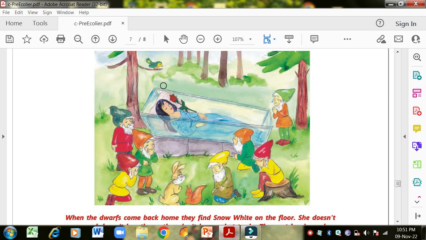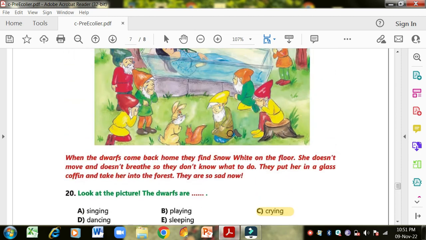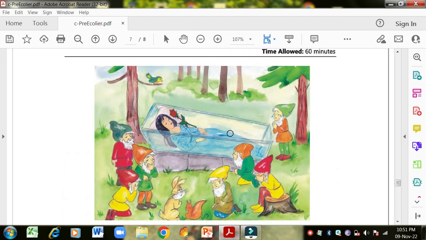Bird will be the correct one because we can see that it is the smallest. But we have to read out the rest of the options as well. Then it's squirrel, the dwarf with red hat, the mouse. Okay, now see. Can you see the mouse over here? No, there is no mouse over here.